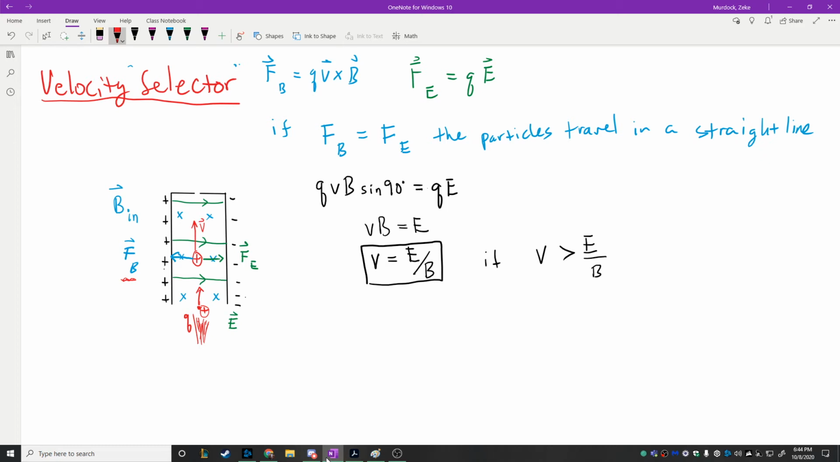So I'm just asking, what if you have a particle that has a velocity that's greater than the exact ratio here? Which one of the forces becomes bigger? Is it going to be FB or is it going to become FE? Which force is going to get bigger?